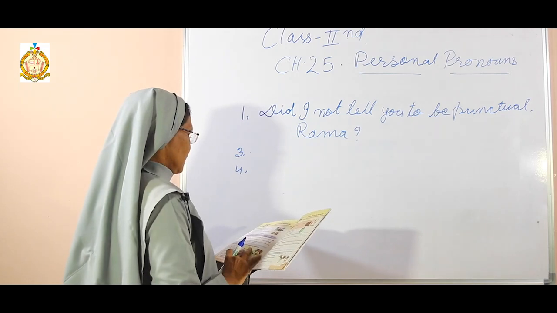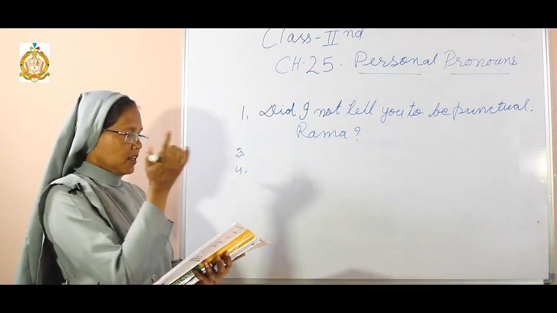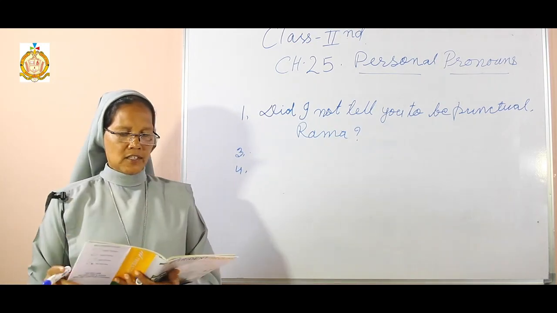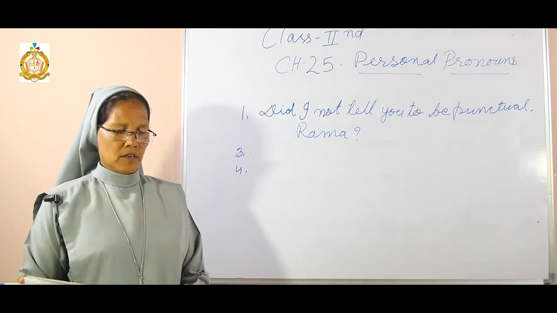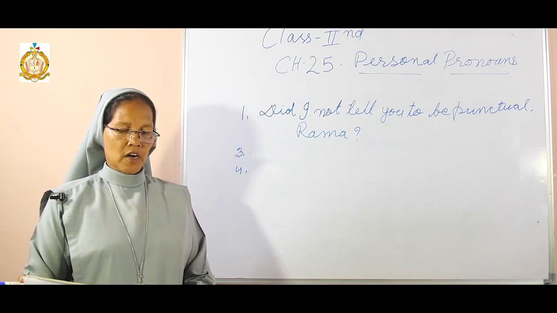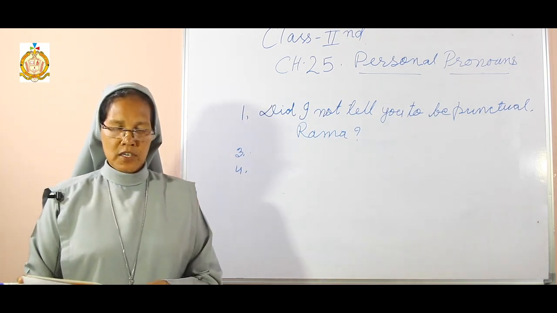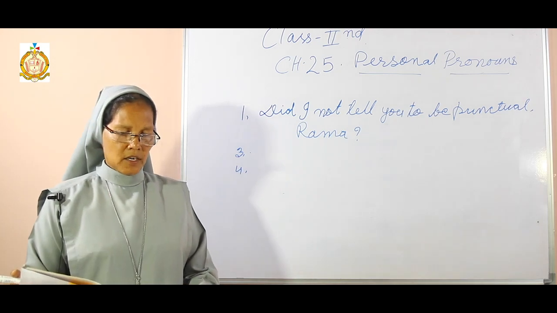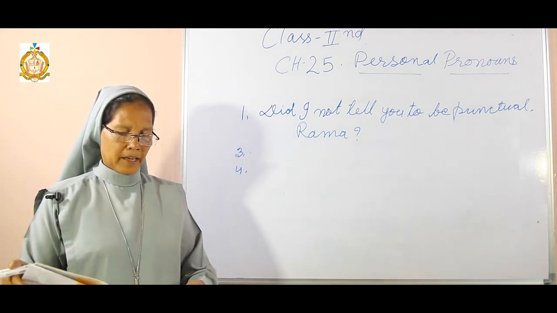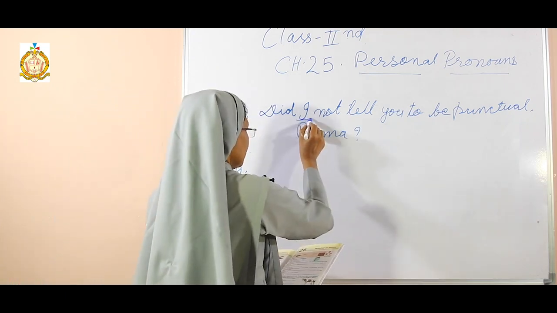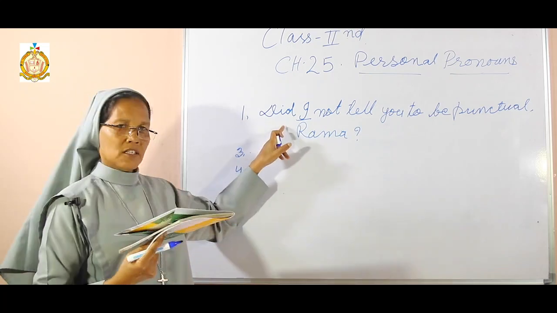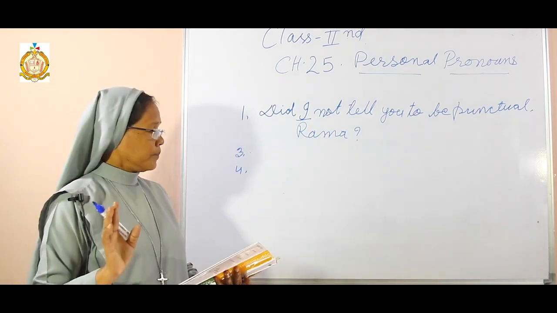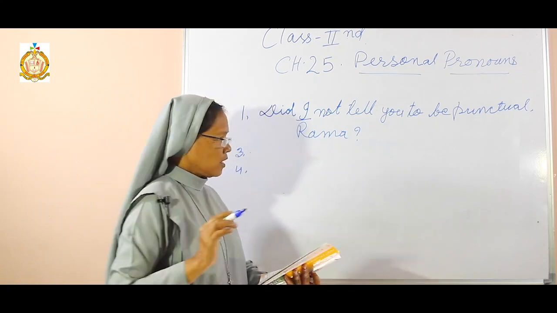Now, the pronouns in the above sentence stand for the names of a person or thing. Such pronouns are called, this is in your book, a simple definition. So I have written that for the understanding. Here, I is very short, understood? This noun should be a person's name. That person is saying I, so that is a personal pronoun.